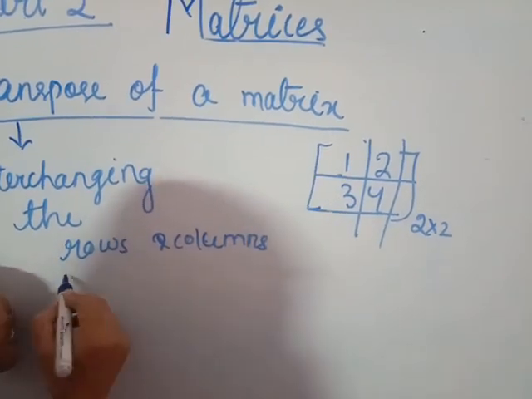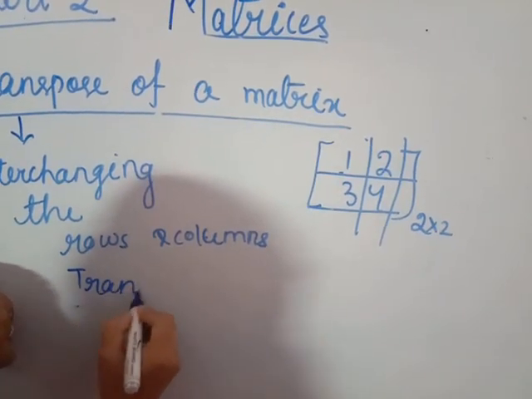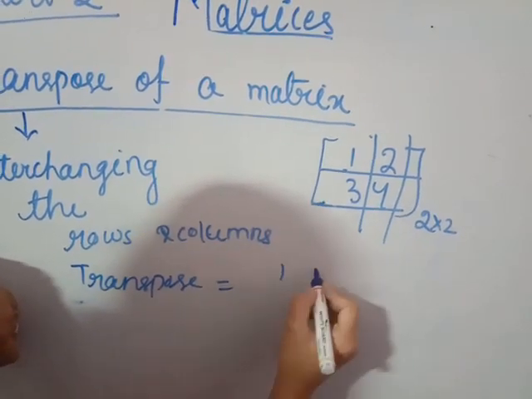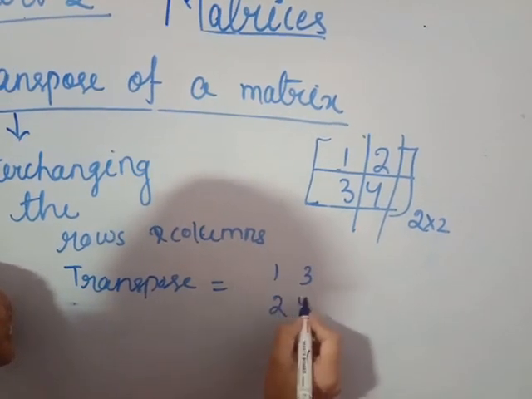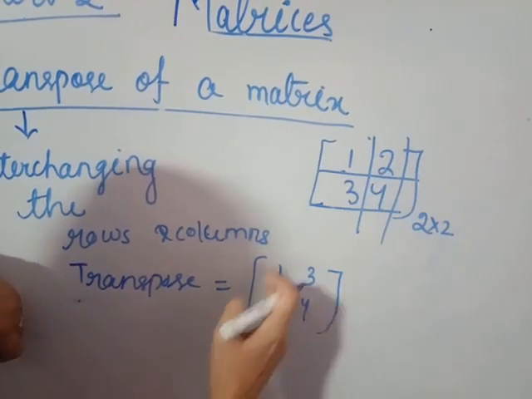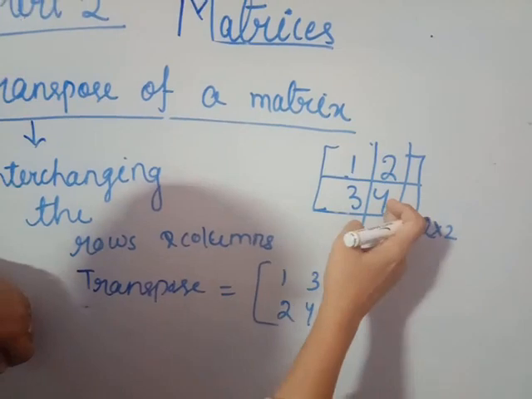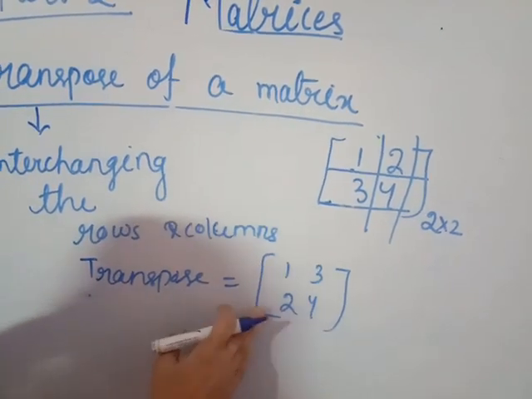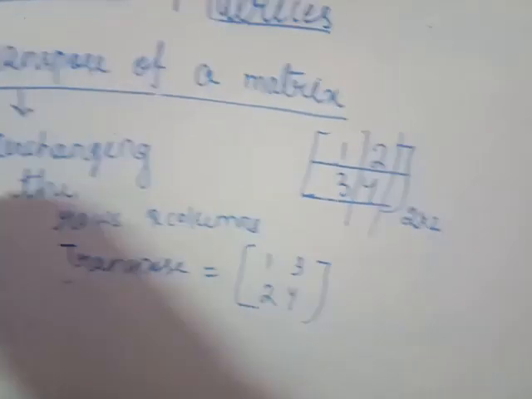So what is the transpose of a matrix then? Transpose, that answer is that one. You have to do 1, 3, 2, 4. That you interchange it. 1, 2 is the row, you have to make it column. 3, 4 is the row, you have to make it column. So that is known as the transpose of a matrix.